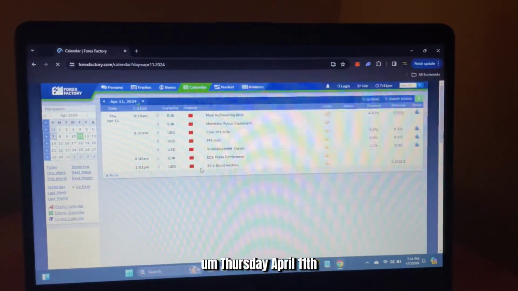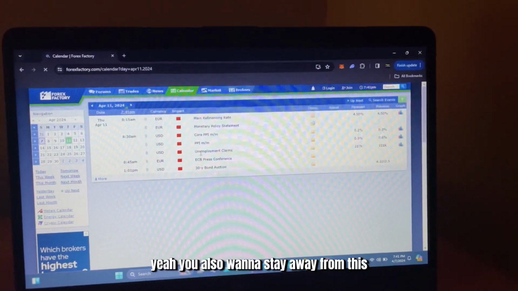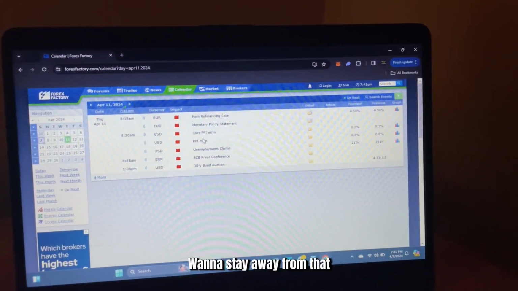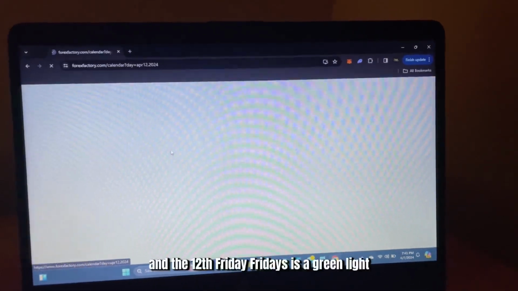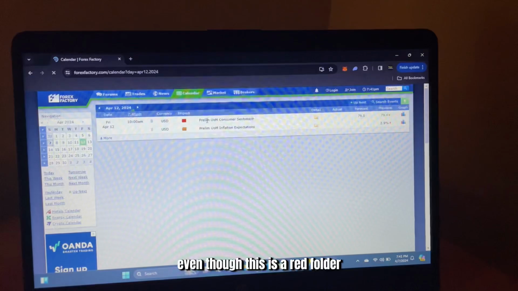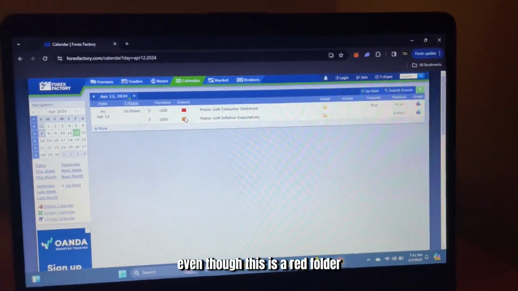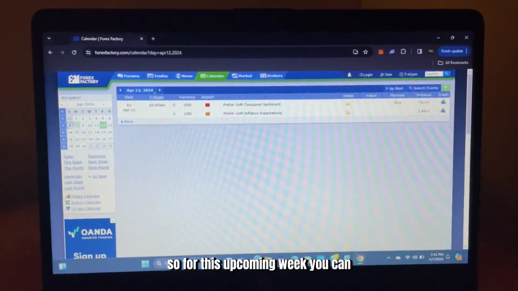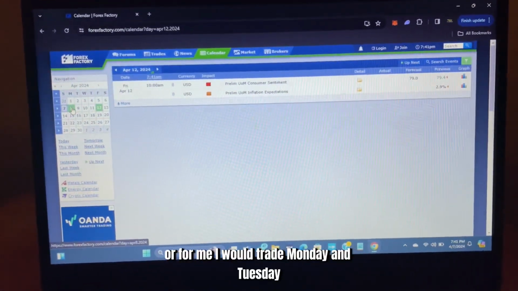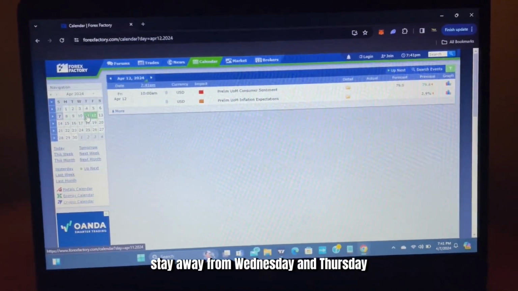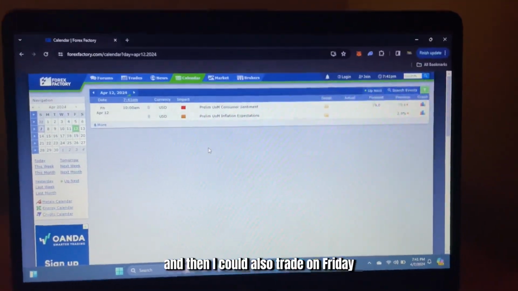Thursday, April 11th. Yeah, you also want to stay away from this because there's PPI and unemployment claims. You want to stay away from that. And the 12th, Friday. Friday is a green light, even though this is a red folder. You can still trade during this economic news. So for this upcoming week, for me, I would trade Monday and Tuesday, stay away from Wednesday and Thursday, and then I could also trade on Friday.